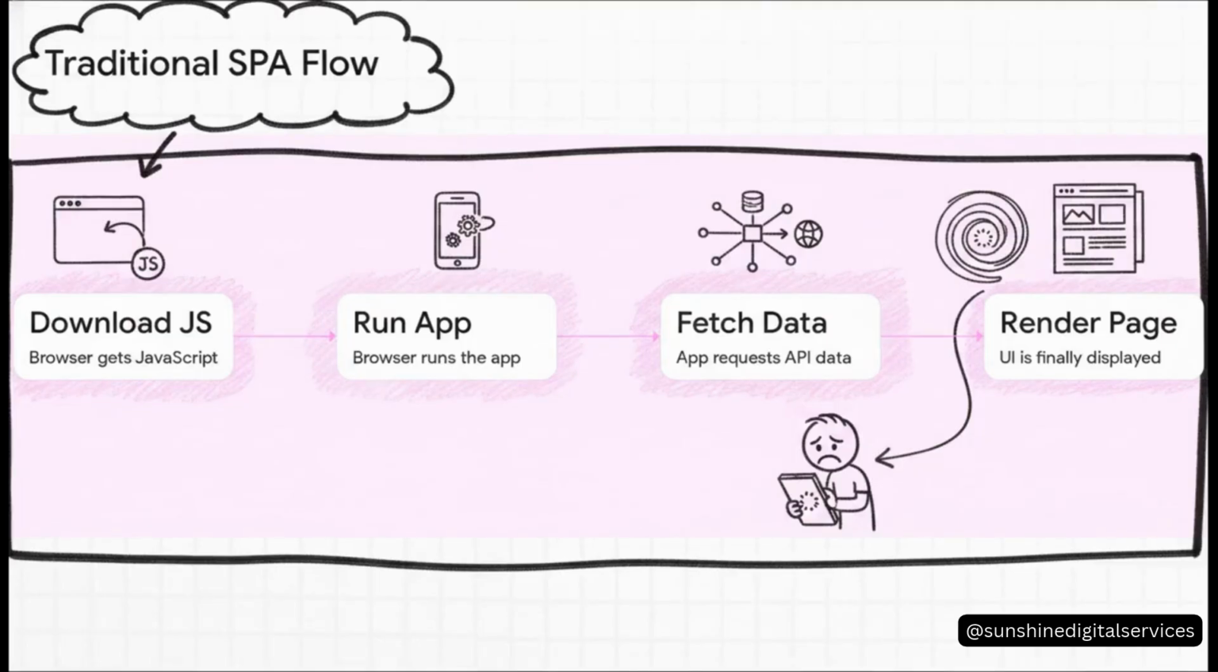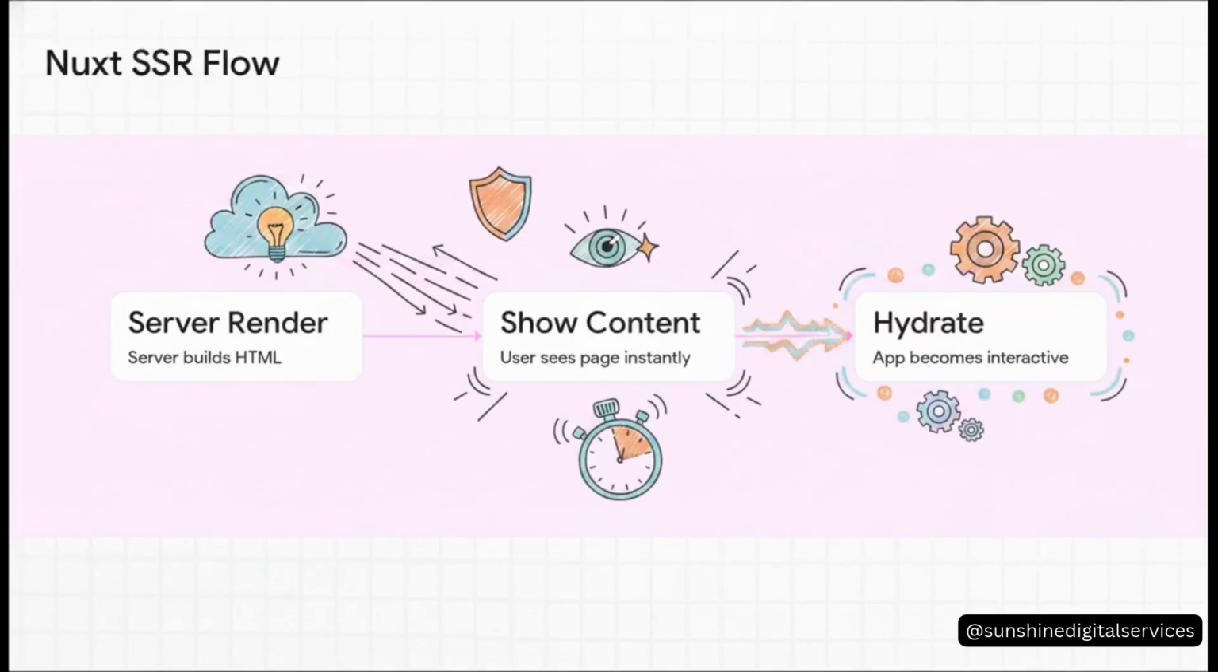To really grasp why server-side rendering is so powerful, we first have to look at the traditional SPA flow. In client-side rendering, the browser has to do all the heavy lifting. First, it downloads the JavaScript, then it runs your app, then it fetches the API data, and only after all of that does it actually render the page. For your users on mobile networks or older devices, this basically translates to staring at a loading spinner for what feels like an eternity. Now, Nuxt completely flips this script.